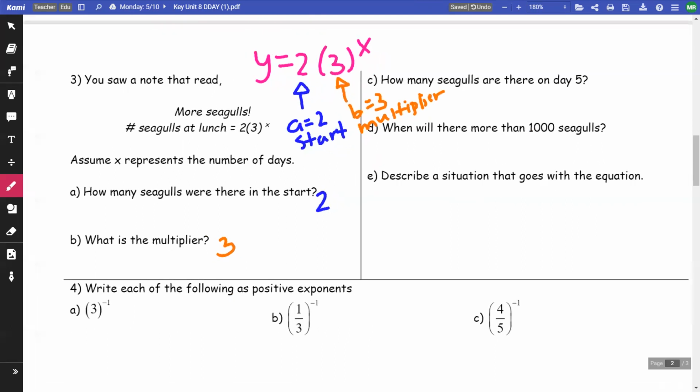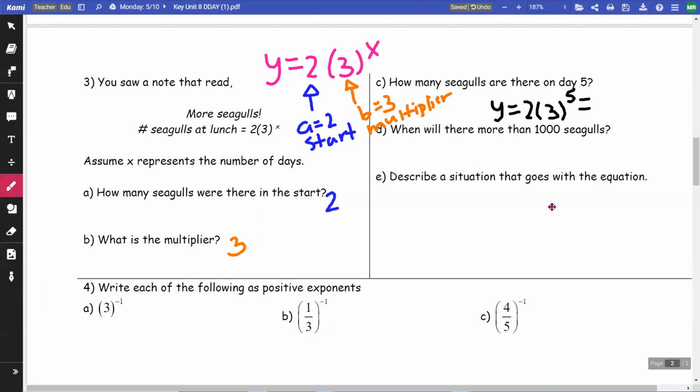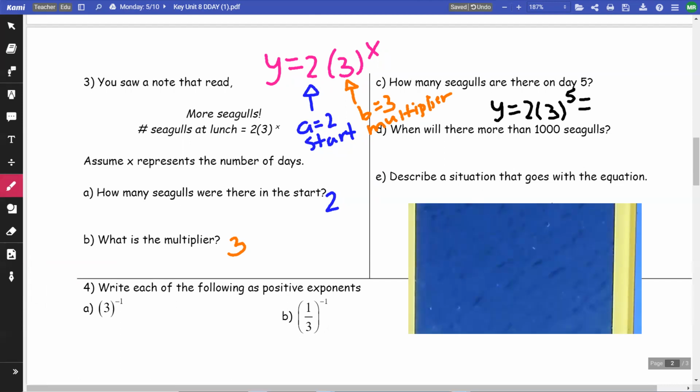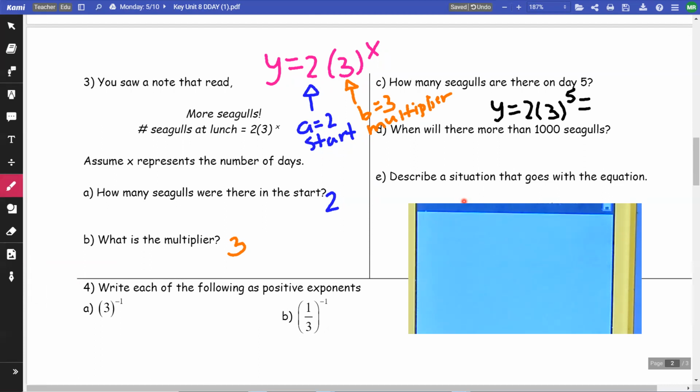How many seagulls are there on day 5? So basically, we're going to take y equal 2 times 3 to the power 5. And we're going to put that into our calculator. And so when I do that, I'm going to go 2 times 3 raised to the power 5. We end up with 486 seagulls.